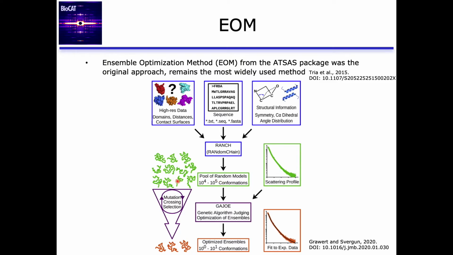You then calculate the scattering profiles of all of those conformations, and then you use the GAJOE program to apply a genetic algorithm to create a small optimized ensemble of conformations whose scattering profiles, when averaged together, fit your experimental data. You do this a number of times and you come up with a small ensemble of shapes in solution that collectively fit your data.